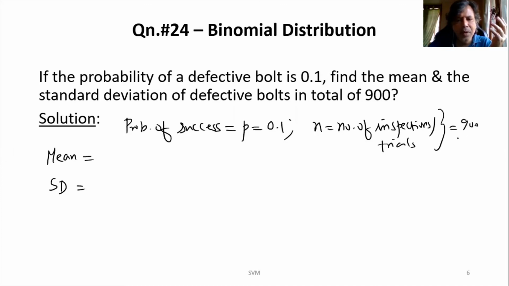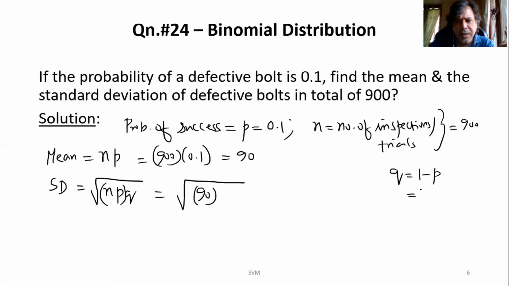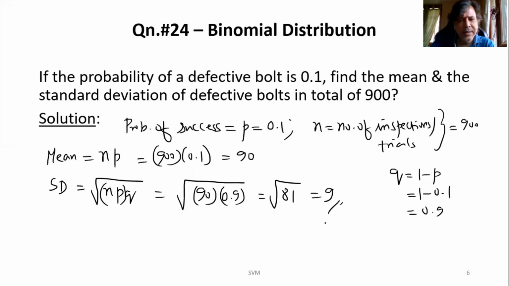Since N and P are available, we will consider the mean of a binomial distribution. Mean of a binomial distribution is N into P. Standard deviation of the binomial distribution is square root of N into P into Q. Now N into P is 900 multiplied by 0.1, which works out to 90. And what is standard deviation? It is square root of N into P into Q. This value we already have, 90. What is Q? Since we have P available, Q will be 1 minus P, which is 0.9. So it is square root of 81. That means it is 9. So the answer is 9.